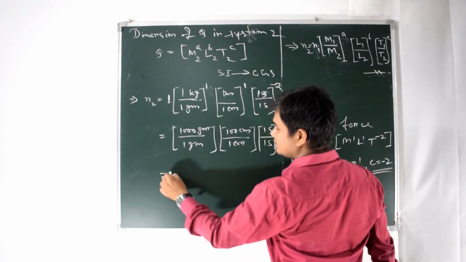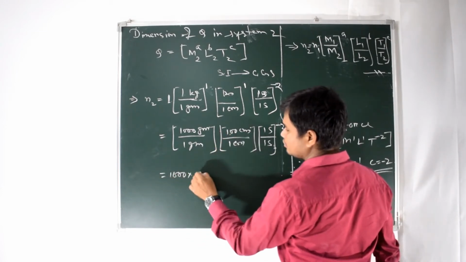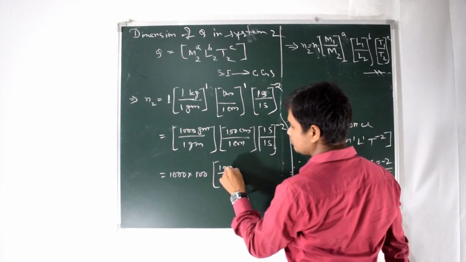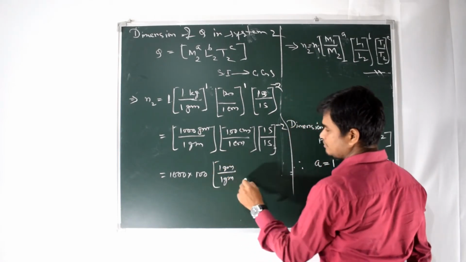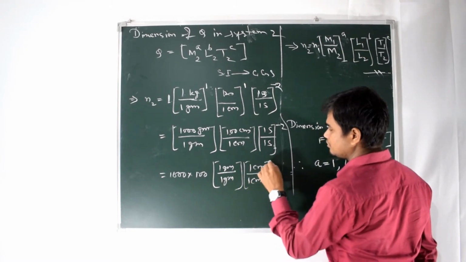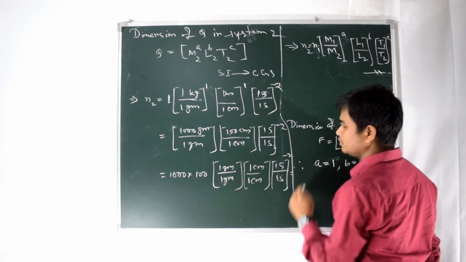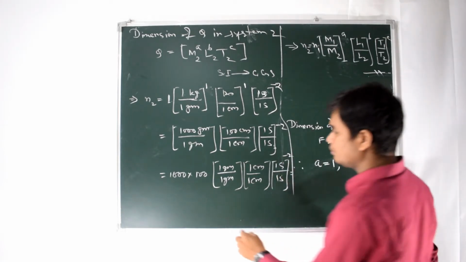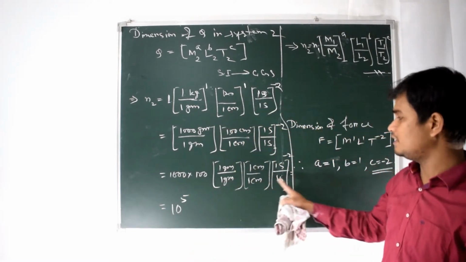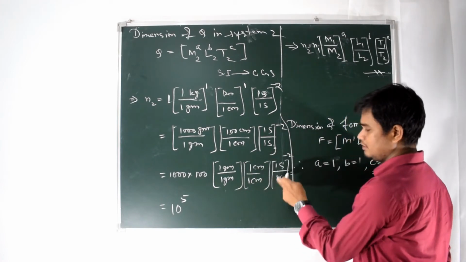So 1000 is outside, and 100 is also taken from this. And this is what? 1 gram, 1 gram, homogeneous units. Okay, 1 centimeter, 1 centimeter. This is also the same. 1 second, 1 second, this is also the same. So what we got is 10 to the power 5. This value is 1, this value is 1.